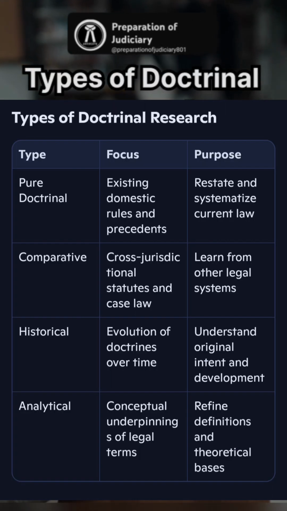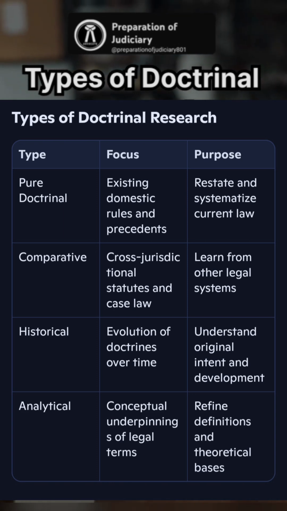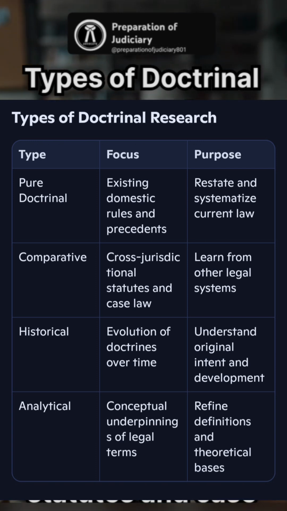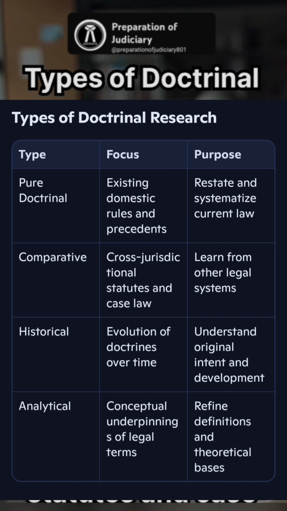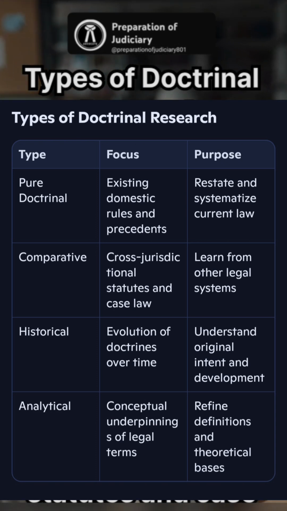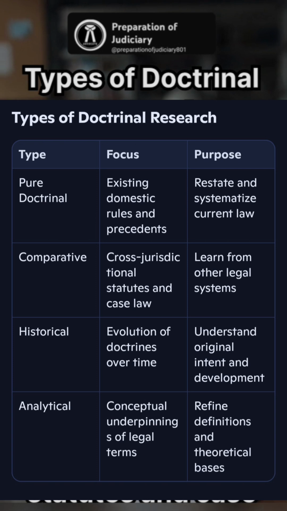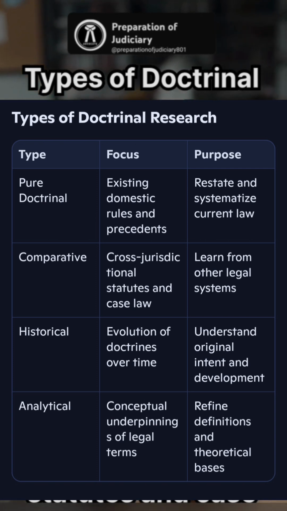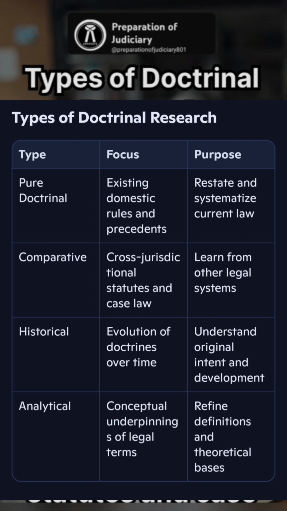Types of doctrinal research. Type, focus, purpose. Pure doctrinal: existing domestic rules and precedents; restate and systematize current law. Comparative: cross-jurisdictional statutes and case law; learn from other legal systems. Historical: evolution of doctrines over time; understand original intent and development. Analytical: conceptual underpinnings of legal terms; refine definitions and theoretical bases.